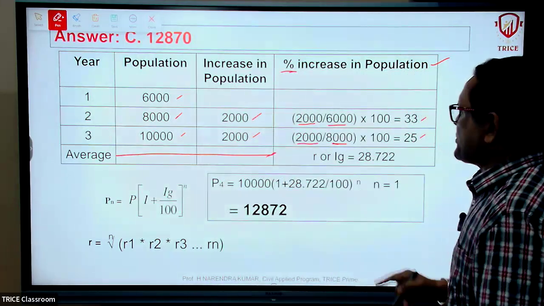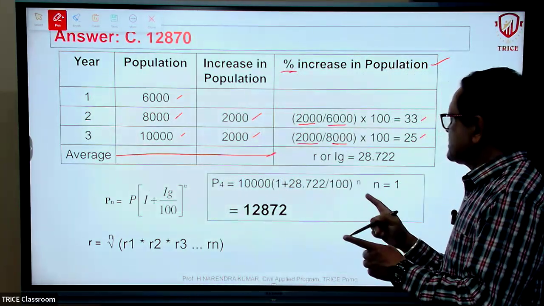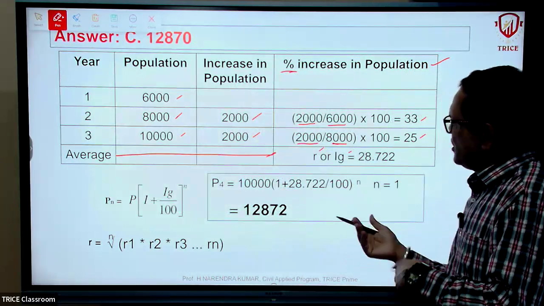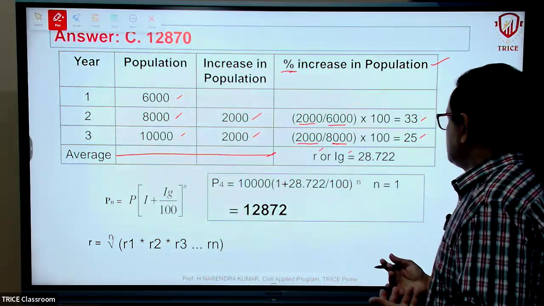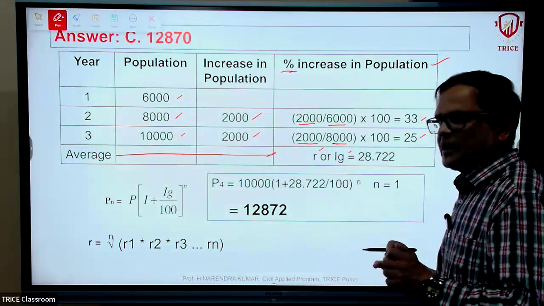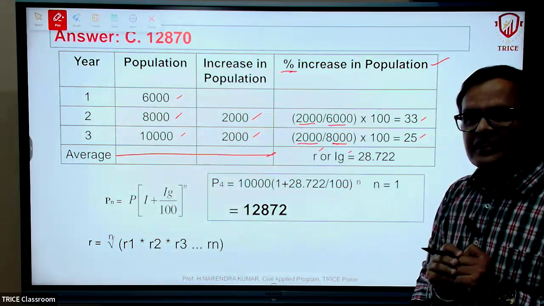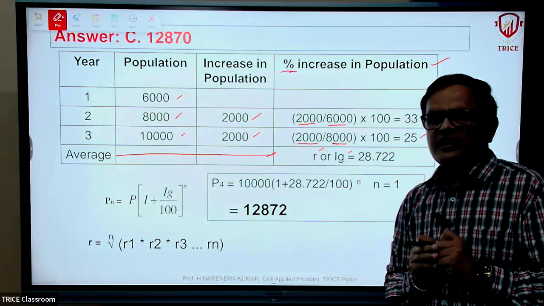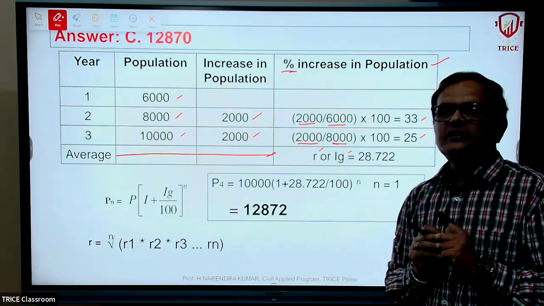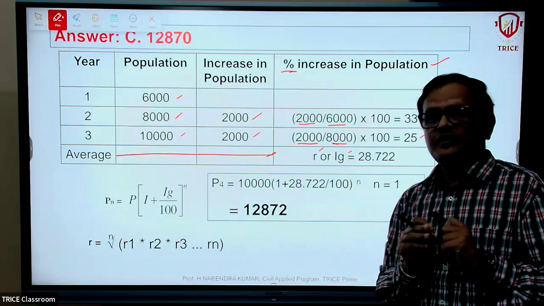Okay, that is represented in different books by R or Ig. You can use any notations, so don't worry too much about the notations. But here, please listen to me carefully. In the geometrical increase method, there are 2 ways of calculating or forecasting the population.